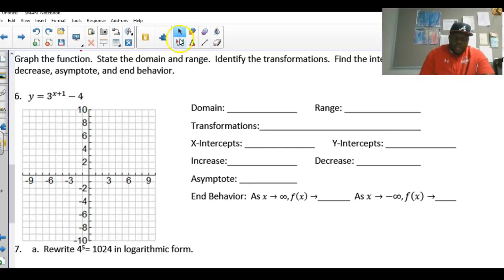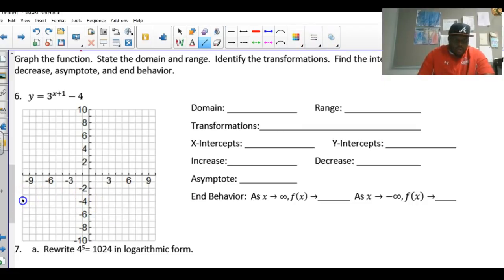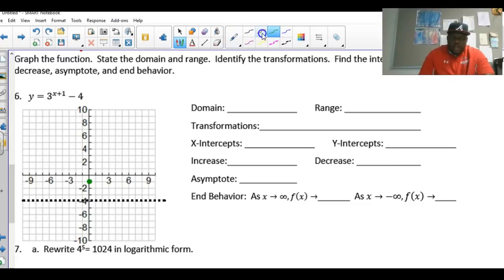I have a horizontal asymptote at negative 4, and I have a y-intercept at negative 1. So my graph is going to look something like this. Now, I'm not the best freehand drawer, so that's my best sketch.